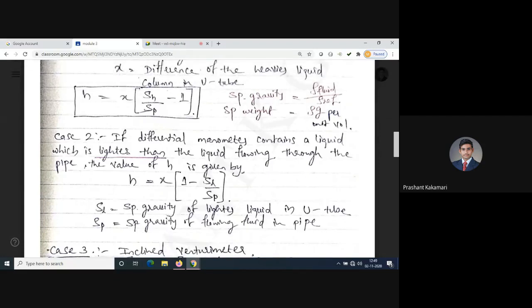So in such a case, if you want to find the head with respect to the flowing fluid, I can write it as H equal to X, that is the level difference in the manometer. Here we have to take the reverse. If the liquid in the manometer is lighter, that is 1 minus the specific gravity of the lighter liquid divided by the specific gravity of the fluid flowing in the pipe, that is represented by SP.